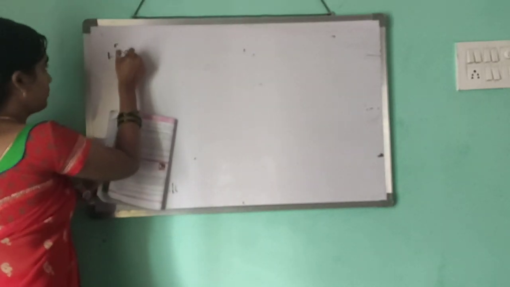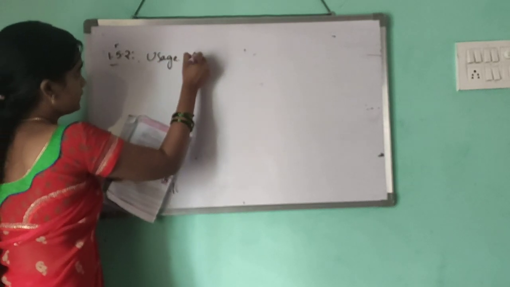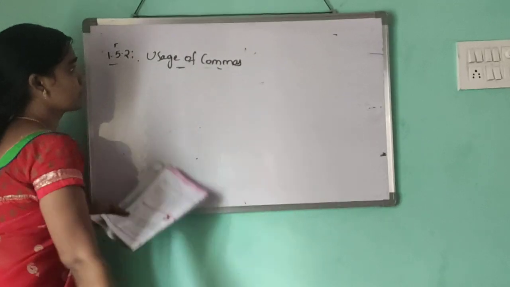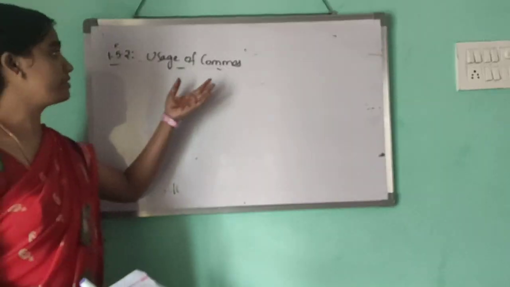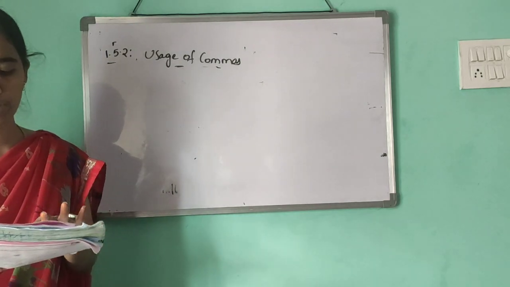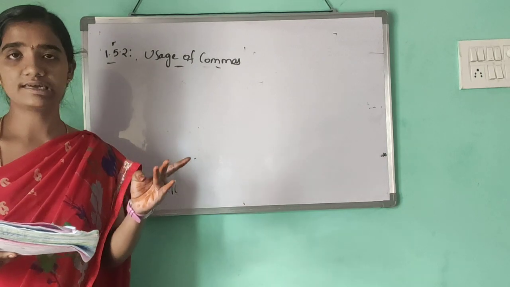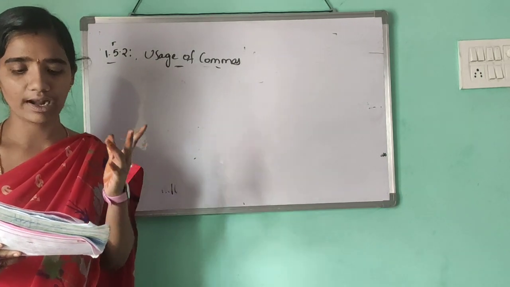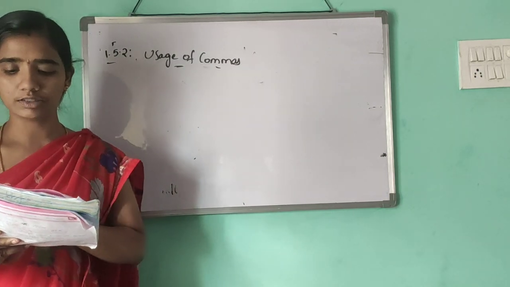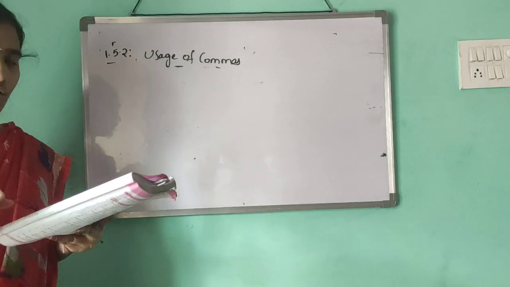1.5.2 Usage of commas. What is the usage of commas? In the Indian system of numeration, we use ones, tens, hundreds, thousands, 10,000s, lakhs, crores, right? Commas are used to mark thousands, lakhs and crores. The first comma comes after every 3 digits.